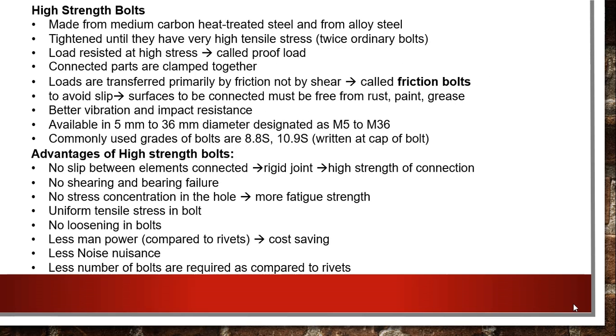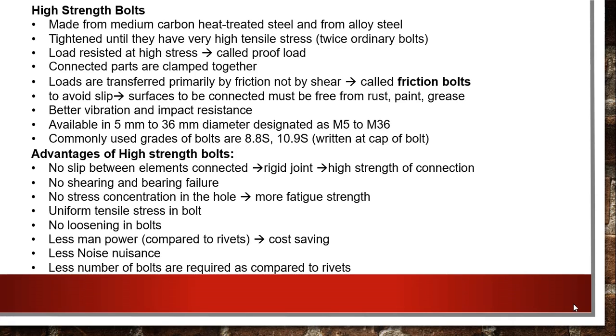Next, now I am going to discuss the high strength bolt, that is the second type. Basically it is made from medium carbon heat treated steel and from alloy steel, tightened until they have very high tensile stress, that is twice the ordinary bolt. The load resisted at high stress is called proof load. The connected parts are clamped together. Then the loads are transferred primarily by friction, not by shear.